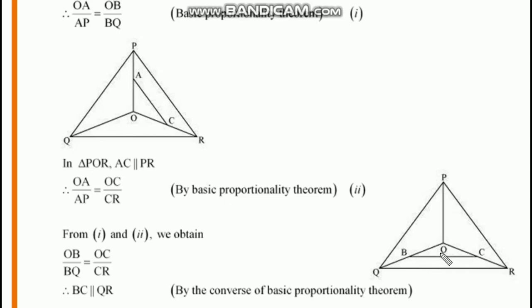Already we know that if the line is dividing any two sides of the triangle in the same ratio, then the line must be parallel to the third side. So that is the converse of basic proportionality theorem. So we know that BC is parallel to QR. Actually, this only we need to prove. We proved. So BC is parallel to QR, hence proved.